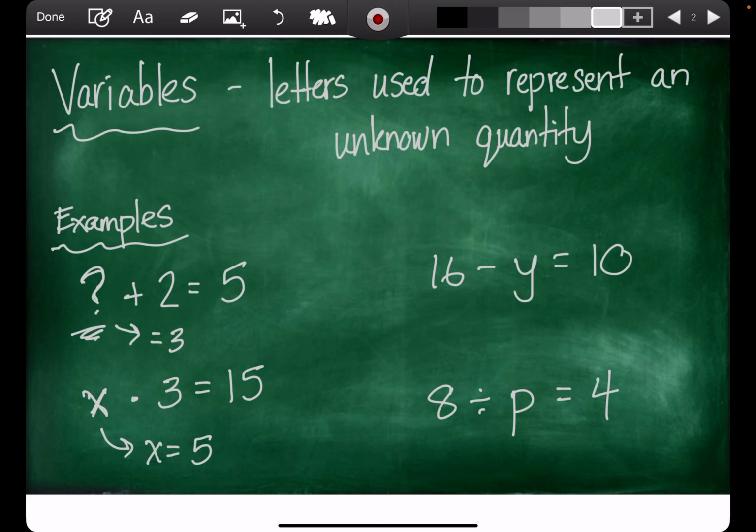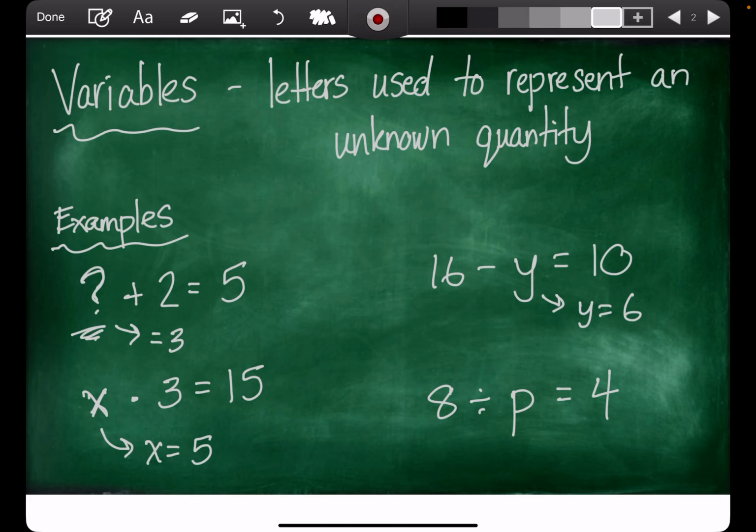The other two examples are on the right. 16 minus y equals 10. It's asking, what could you subtract from 16 that would give you a result of 10? I know if I subtract 6 from 16, that would be 10. So y must equal 6. Variables are ways for us to put a symbol in a puzzle, and we're trying to find that missing puzzle piece, that value that the variable should be.